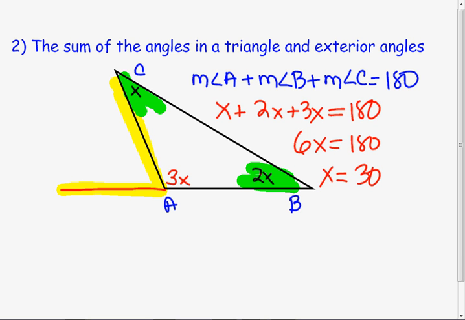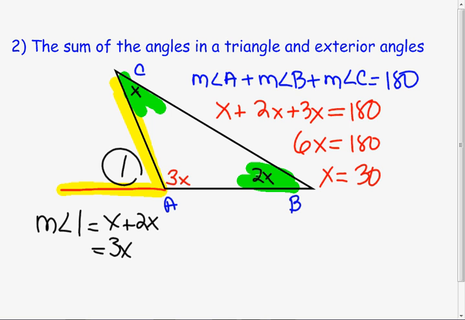So let's call this angle 1. The measure of angle 1, you guys. Now, you guys can work it out and you can find all these angles. You don't have to know this theorem, but it really speeds things up. The measure of this angle is equal to this angle plus that angle, c plus b, so it's equal to x plus 2x, or it's equal to 3x. If x is 30, 3 times 30 is 90.